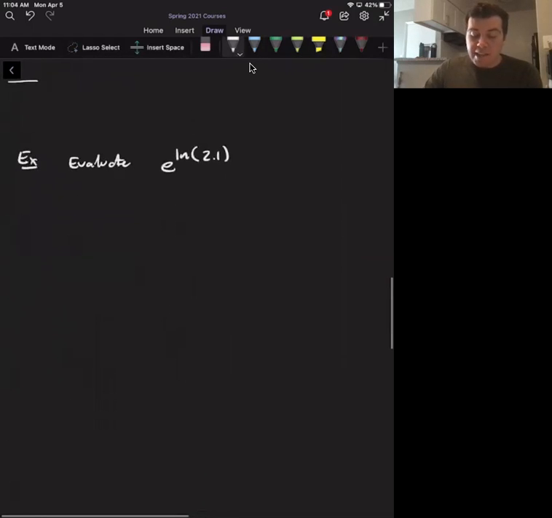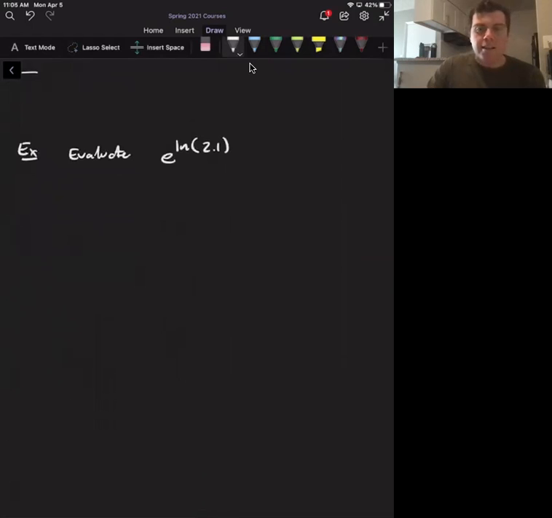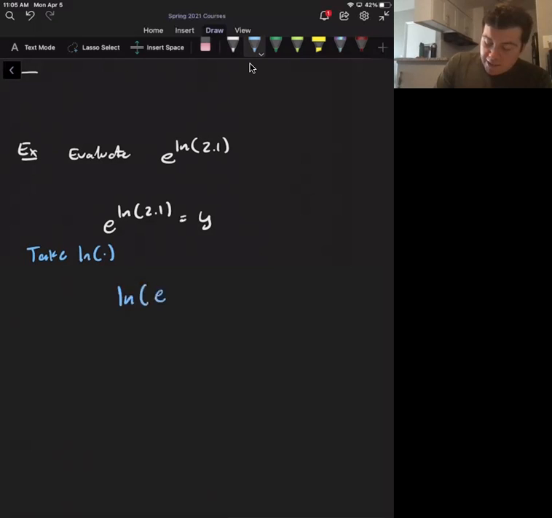Again, we'll look at another example, this time evaluating e to the natural log of 2.1. We'll start the same way as before. We'll just set that number equal to y. But now what we're going to do is apply the natural logarithm to both sides. The ln of e to the ln of 2.1 equals ln of y.